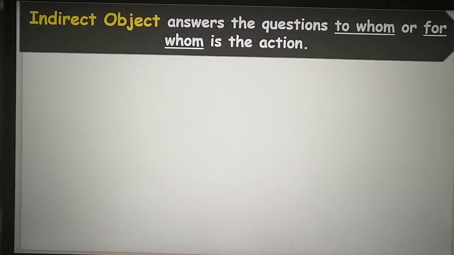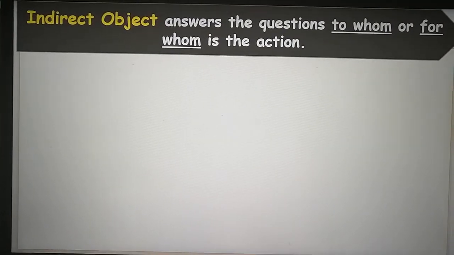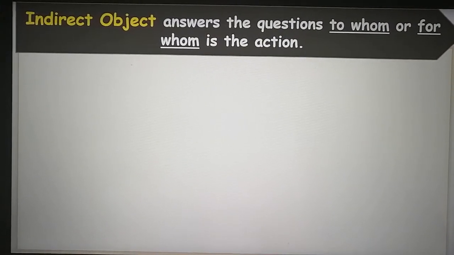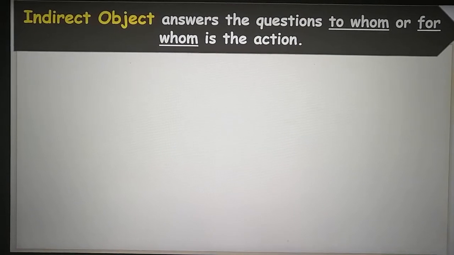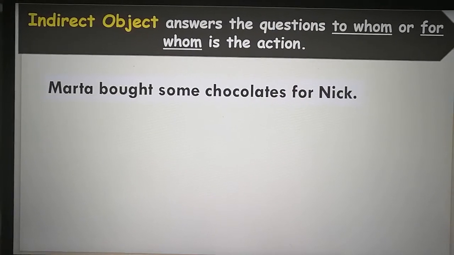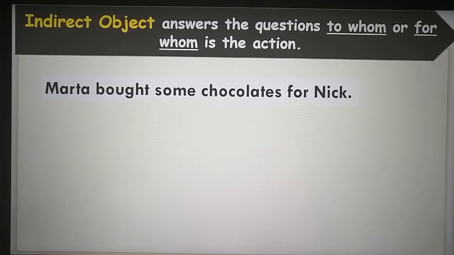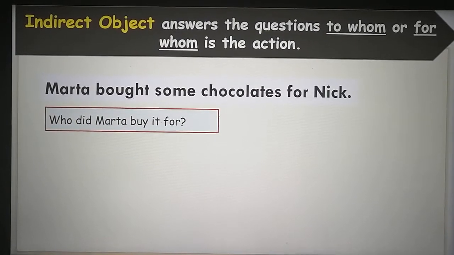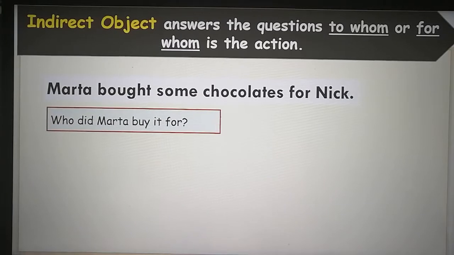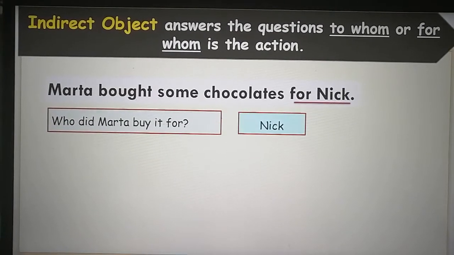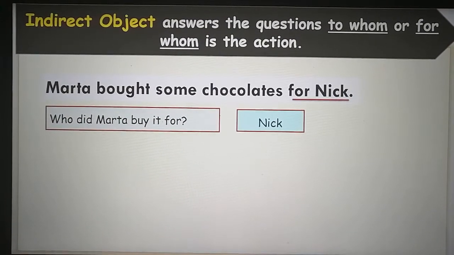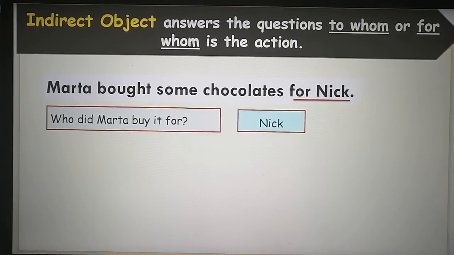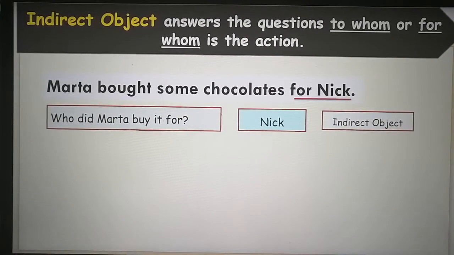Now let's talk about indirect object. Indirect object answers the question to whom or for whom is the action. Example: Martha bought some chocolates for Nick. The question is, who did Martha buy it for? She bought it for Nick. Nick is the indirect object in this sentence.